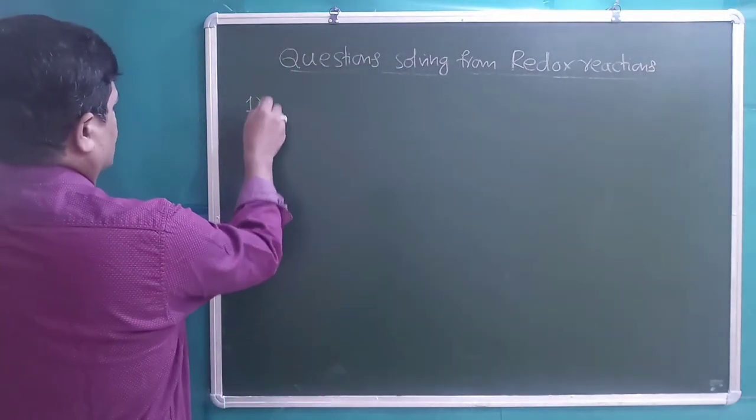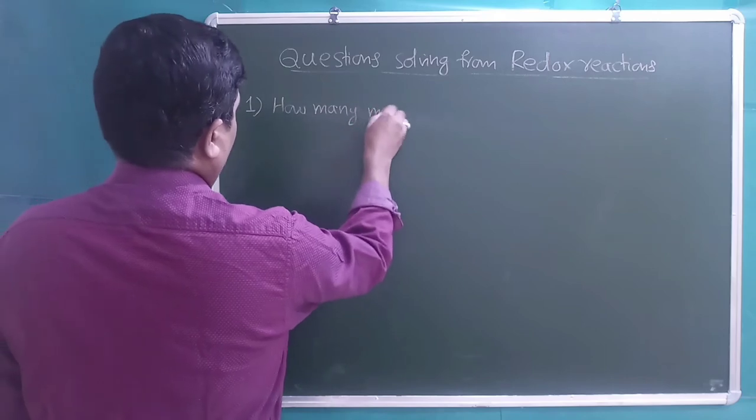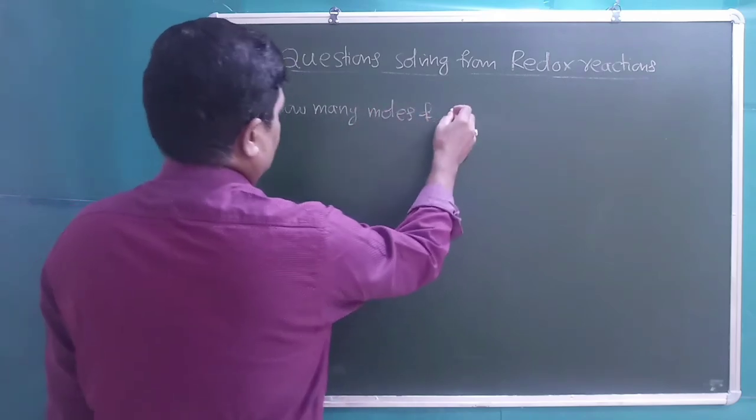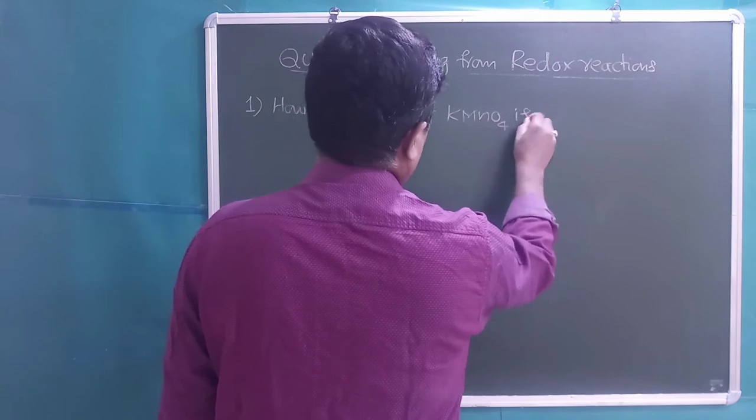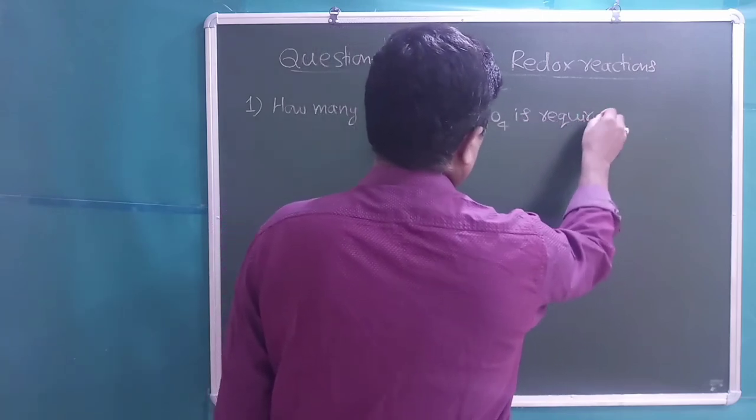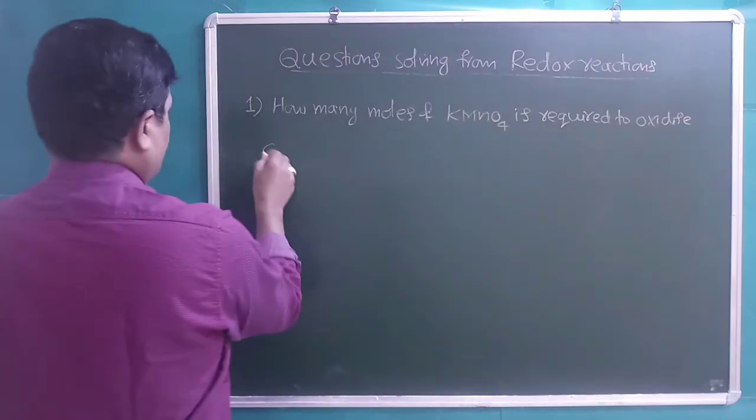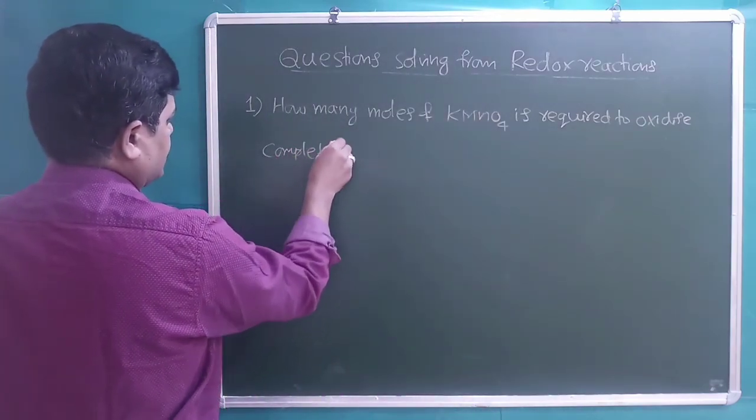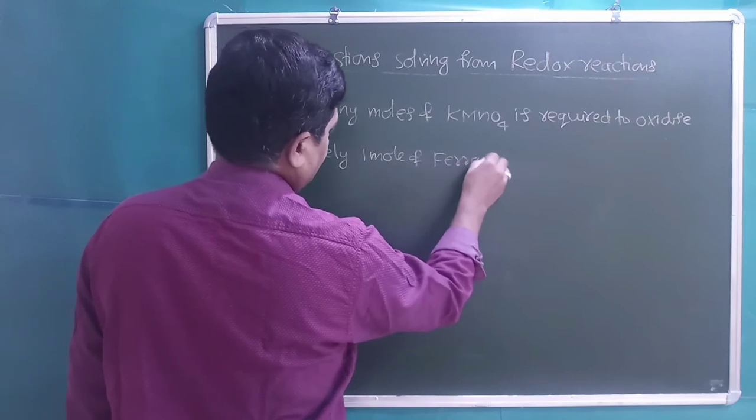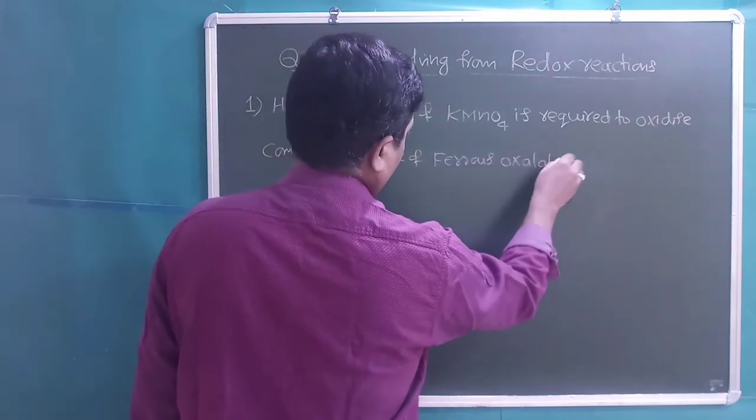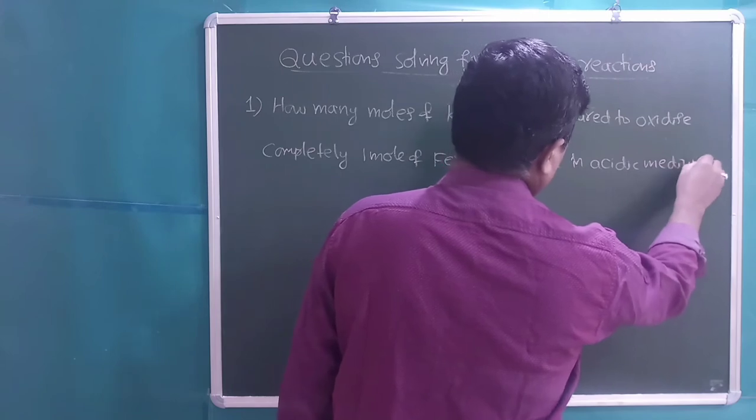First question: how many moles of KMnO4, potassium permanganate, is required to oxidize completely 1 mole of ferrous oxalate in acidic medium.